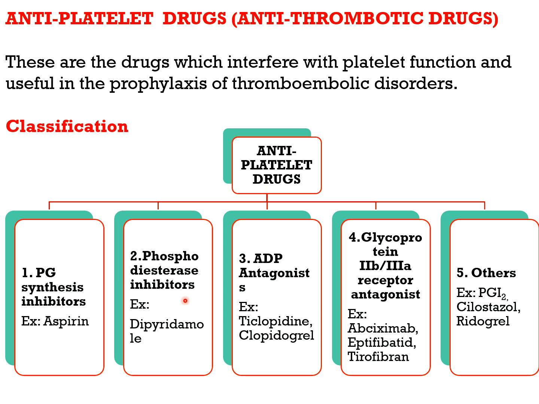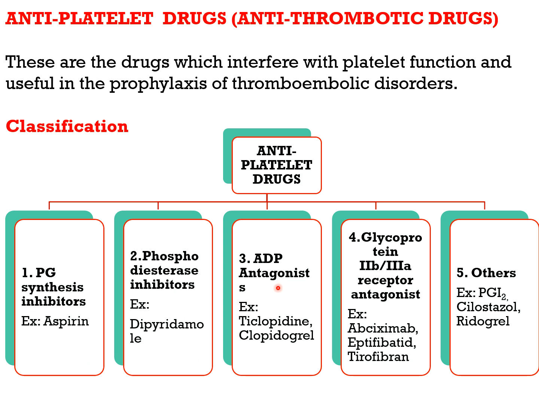Second class is phosphodiesterase inhibitors. This phosphodiesterase usually activates the platelets. So by inhibiting the phosphodiesterase, we can reduce the platelet action. Example, dipyridamole.